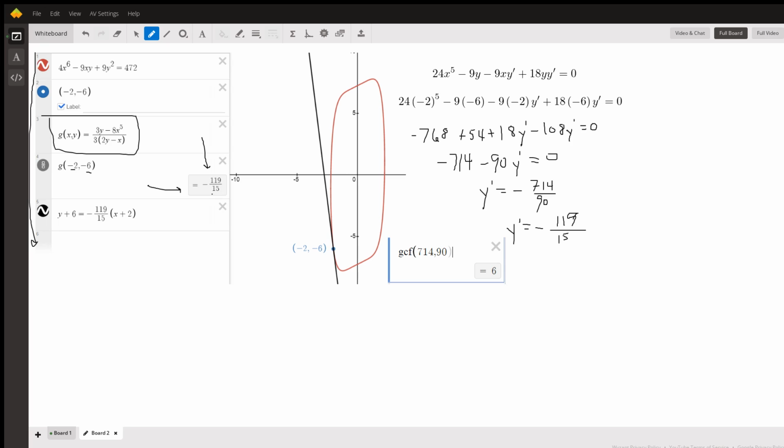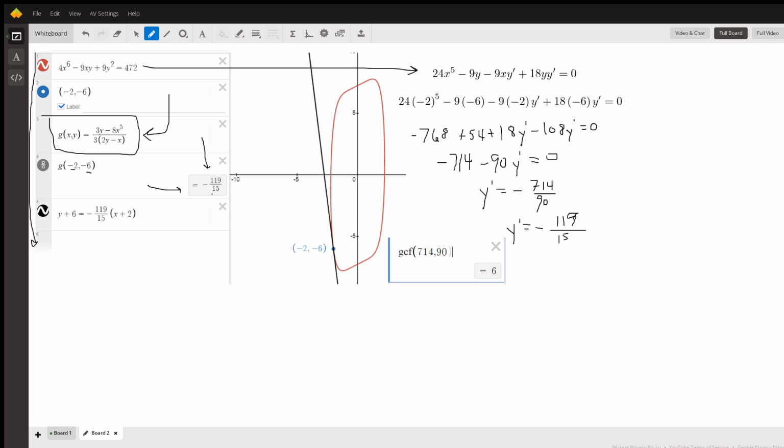You don't have to actually go to the trouble of isolating y prime. You can substitute after you've done the implicit differentiation. So how do you get from here to here? Again, we're taking the derivative. We're looking for the derivative of y with respect to x.